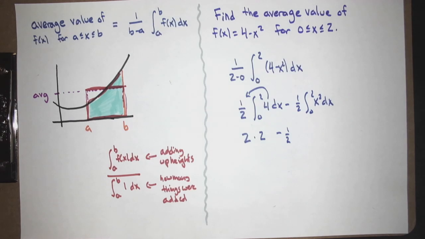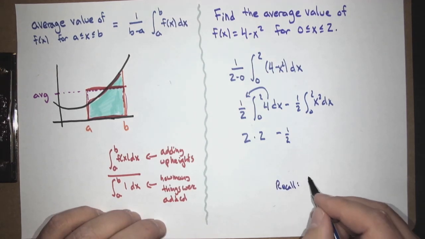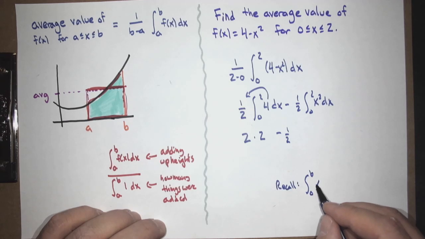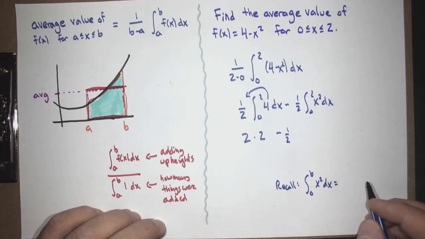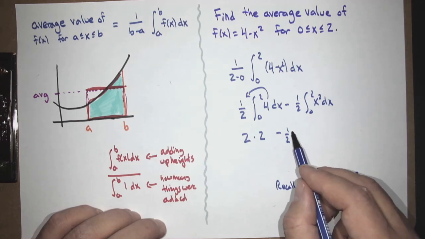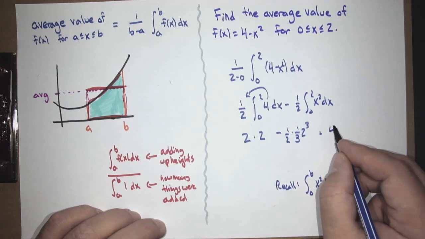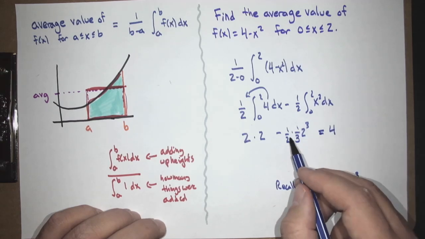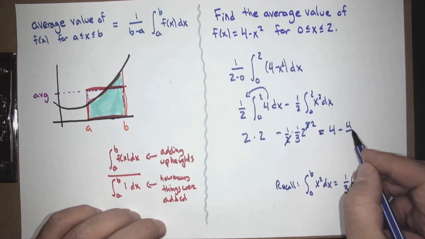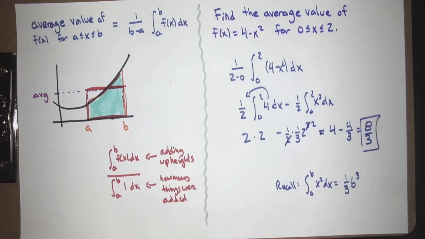And then we said, last time, because we all take wonderful copious notes, recall the integral from 0 to b of x squared dx. Does anybody remember that? It's 1/3 b cubed. So this would be 1/2 times 1/3 2 cubed. So we end up with 4. And then we can cancel off a 2. So it's 4 subtract 4/3, which is 8/3. All right.